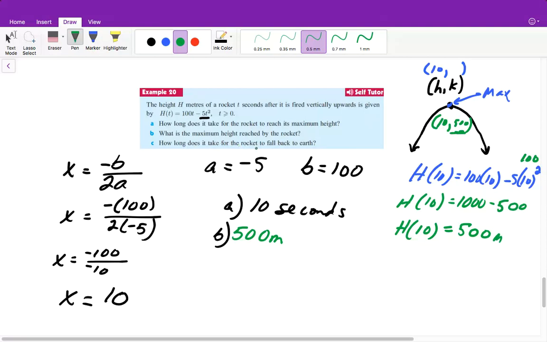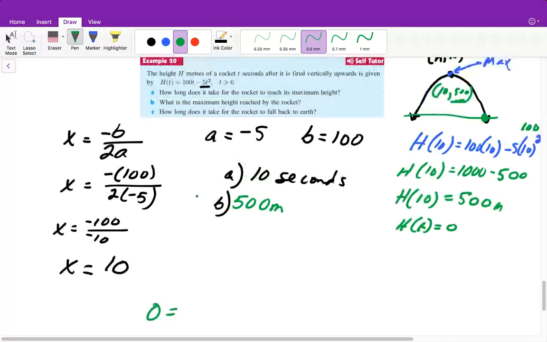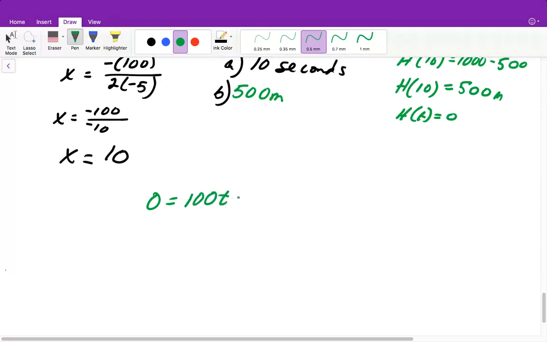Then it says, how long does it take for the rocket to fall back onto Earth? When our rocket falls back onto Earth, our height will be 0 because we will be at the ground. So we need to set h of t equal to 0. I'm going to solve this underneath here. We get 0 equals 100t minus 5t squared. We can go ahead and factor this out. Factor out a negative 5t. When we factor out a negative 5t, we're left with t, and from the 100t we're left with minus 20, equal to 0.